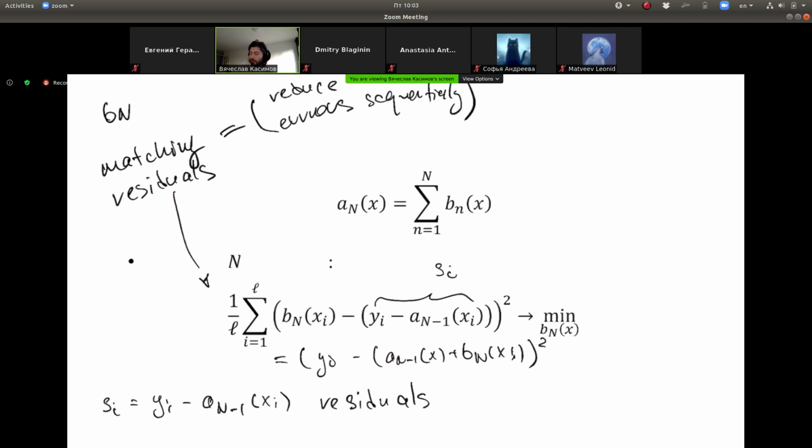If we have no error on some object i, we fit it perfectly. We have 0 here, so the new algorithm should add nothing to our composition. This is a very useful property, because we should control not only reducing old errors, but also not making new ones. If for some object we don't have errors, let's not introduce them. So this guy, the whole bracket, should be 0 if there is already no error.